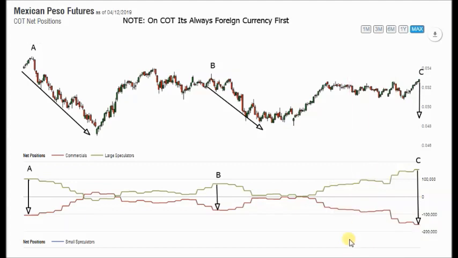What we'll do now is we'll just reverse the chart around, make it USD MXN. We know the commercials are heavily long the peso, specs short. So we'll look at technical levels and looking at catching a reversal. So let's go and move to the daily chart of USD MXN.